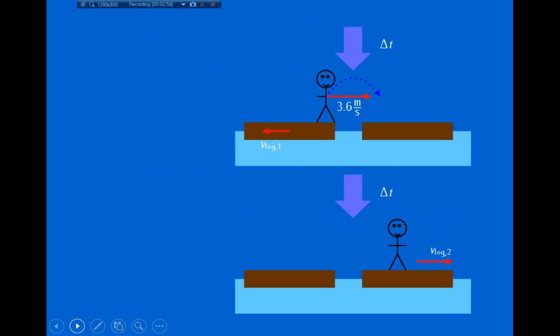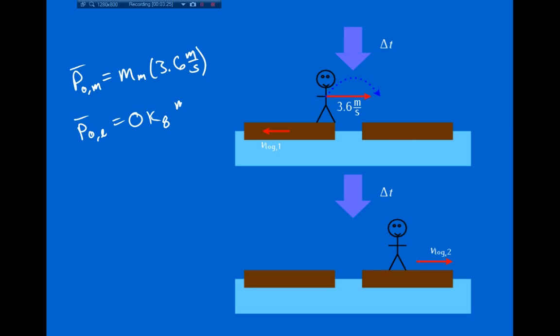Now looking at the second situation, initially the man is going to be moving with some velocity. This is 3.6 meters per second. So initially the man has a momentum that's equal to the mass of the man times this 3.6 meters per second. And the log initially has 0 momentum, because the log that the man's going to jump on is initially at rest.